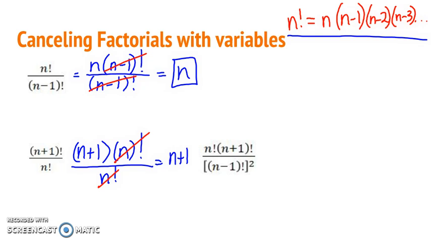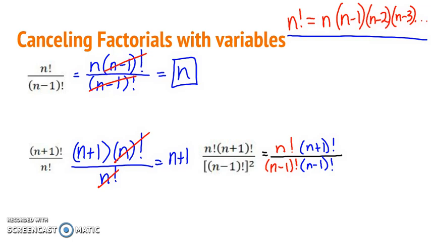Okay, next example here. This is a little bit more complex. I've got 2 factorials on top, and on the bottom, I've got an n minus 1 factorial squared. When something's squared, that means that it is times itself, correct? So really, what I have here is an n factorial on top, and an n plus 1 factorial next to that, and those are both over an n minus 1 factorial and another n minus 1 factorial.